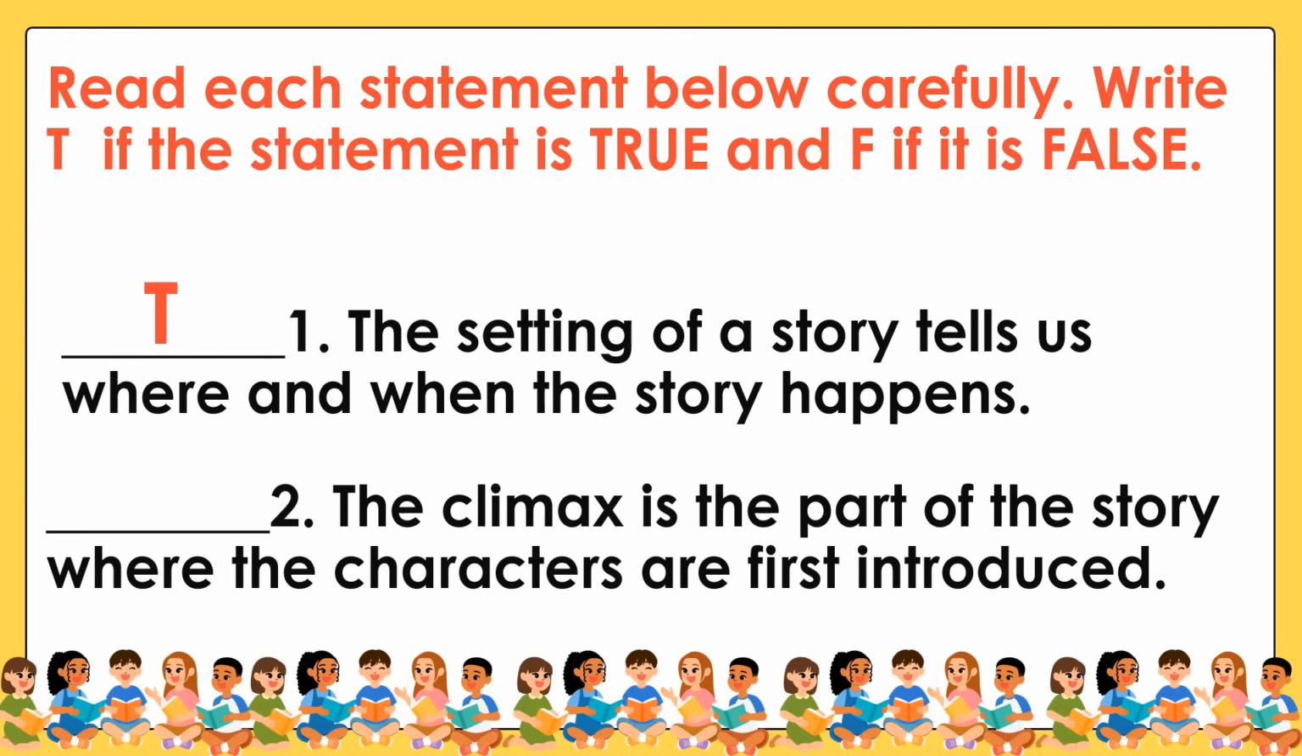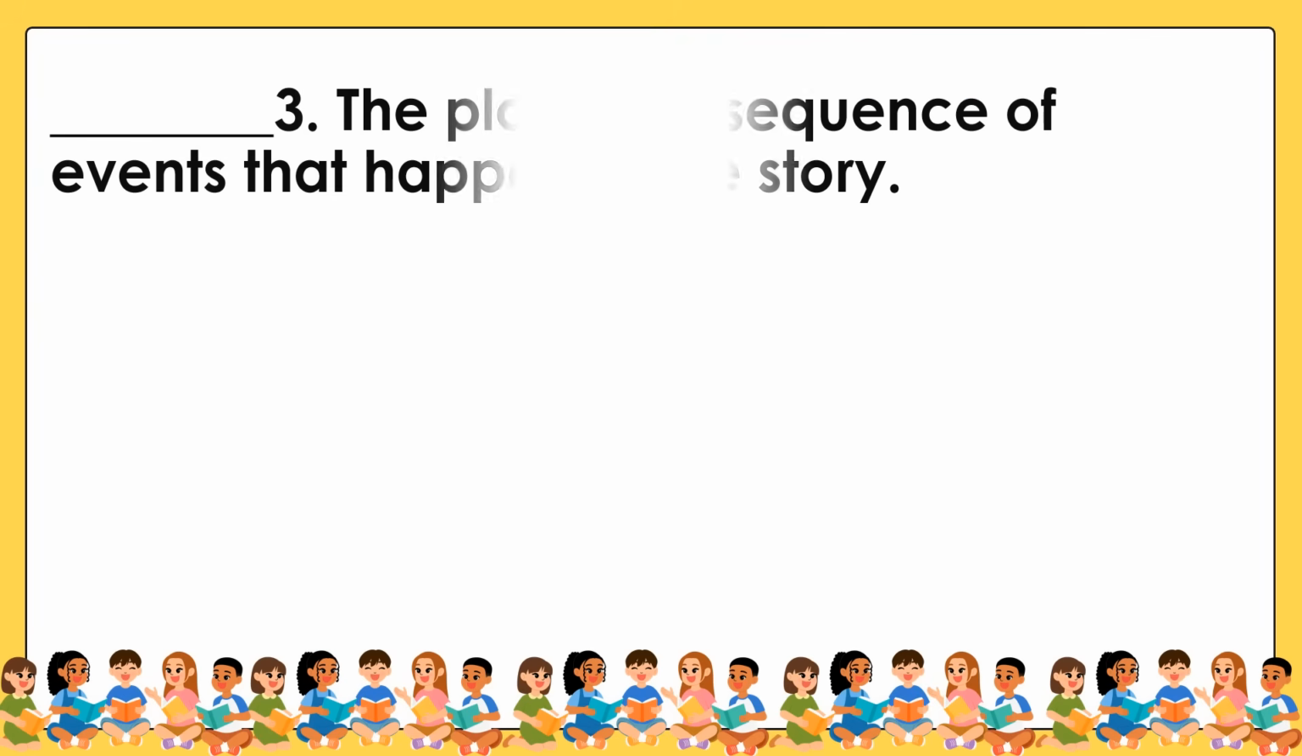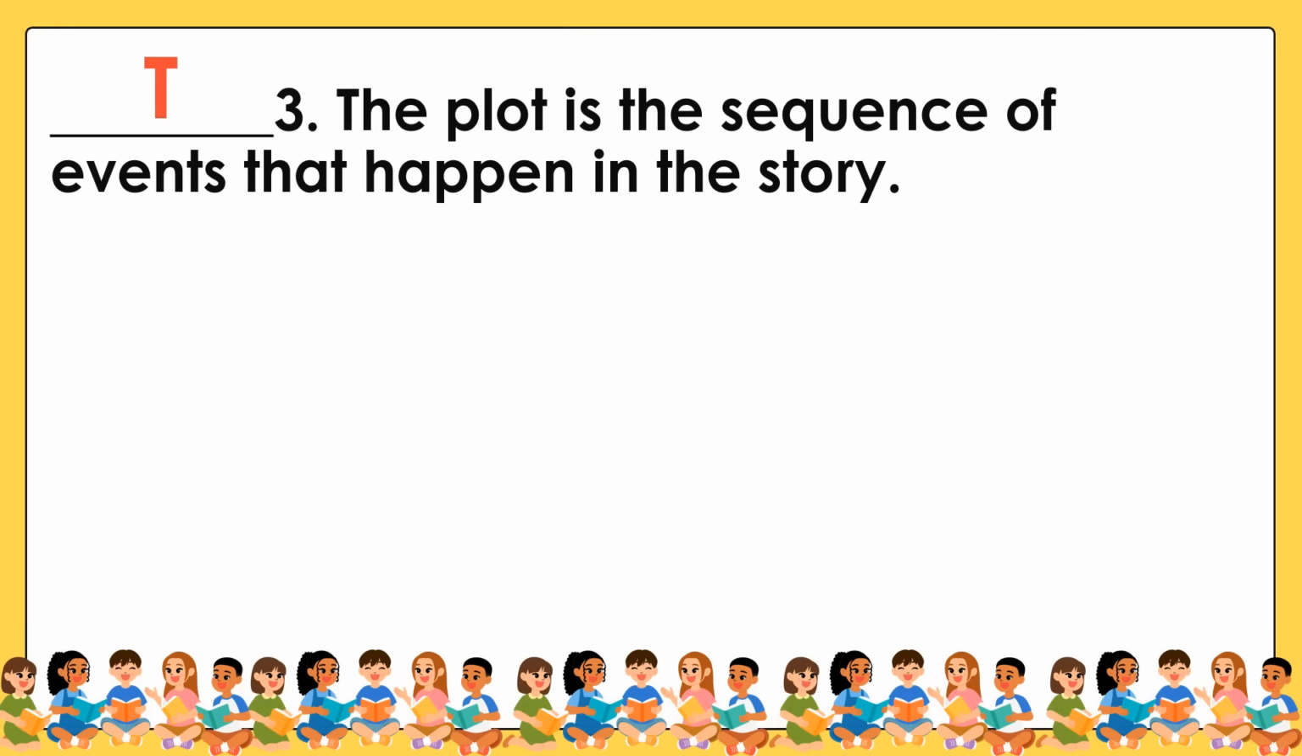Number 2. The climax is the part of the story where the characters are first introduced. Is it true or false? The answer is false, or letter F. Number 3. The plot is the sequence of events that happen in the story. Is it true or false? The correct answer is true. T.